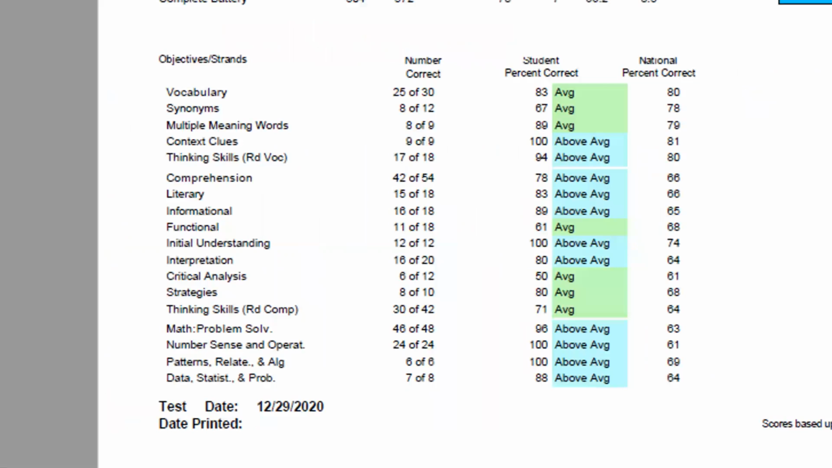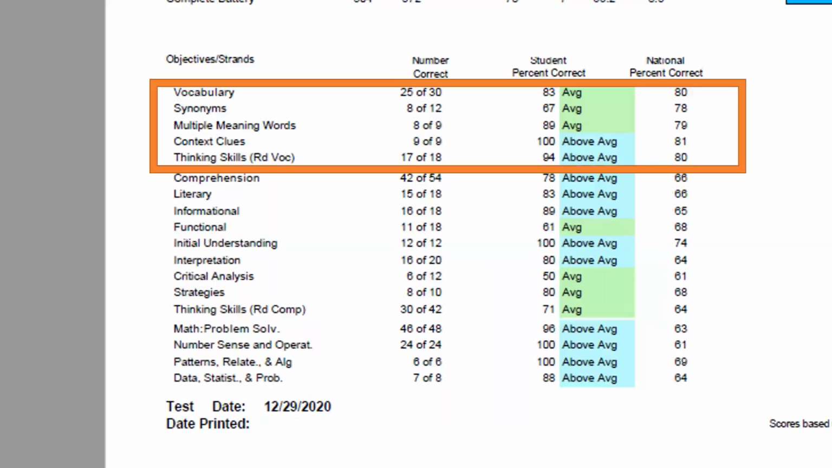Here you will see the bottom half of page 1 of the results page. This is the same information that was provided in the top half, but breaks each subtest into smaller categories. Here you see the subtest the student tested in was vocabulary. Vocabulary was broken down into synonyms, multiple meaning words, and context clues. Of the 30 vocabulary questions, 18 involved thinking skills.